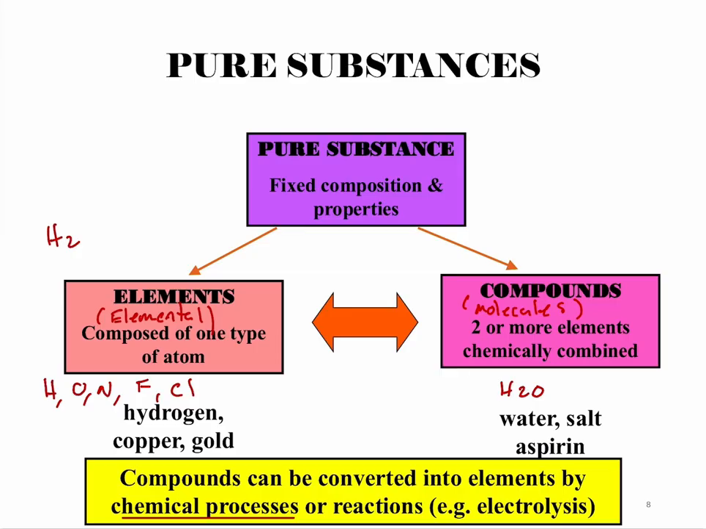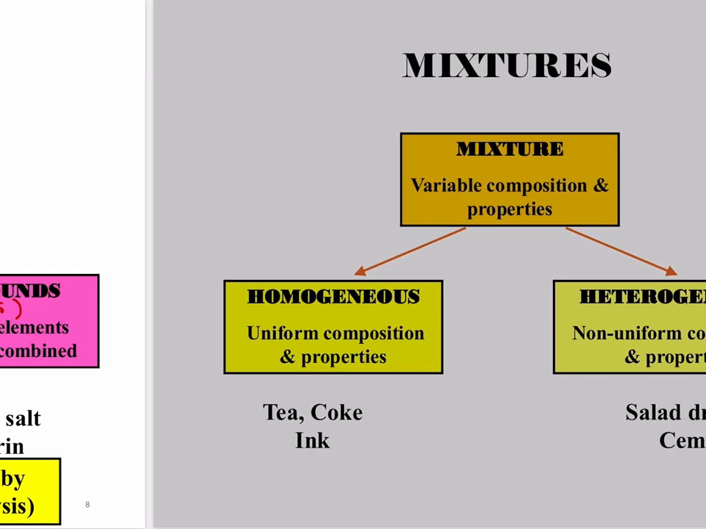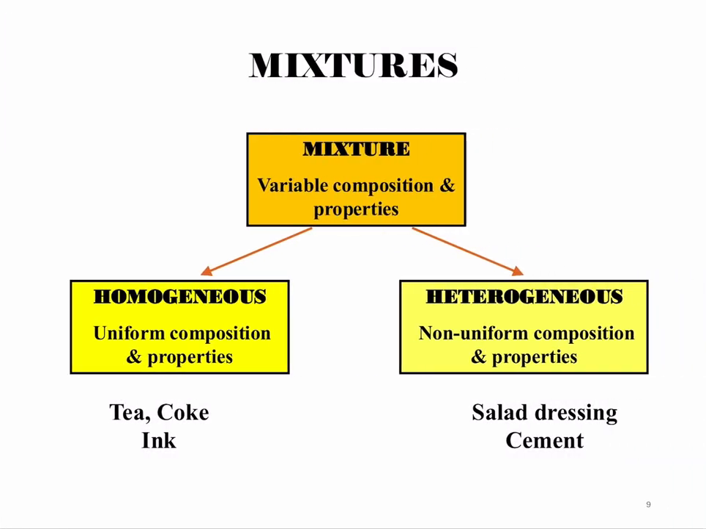So those are pure substances, and then we also can classify different types of mixtures. All right, so we can have two different types of mixtures, right? So these are going to have variable composition and properties. There's going to be heterogeneous mixtures and homogeneous mixtures, right?